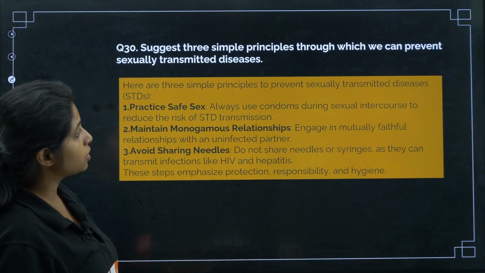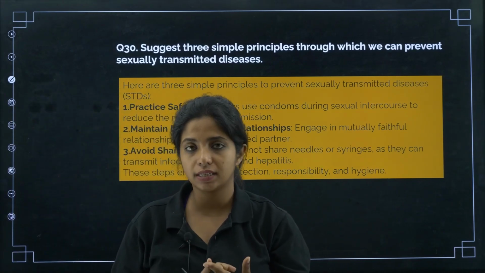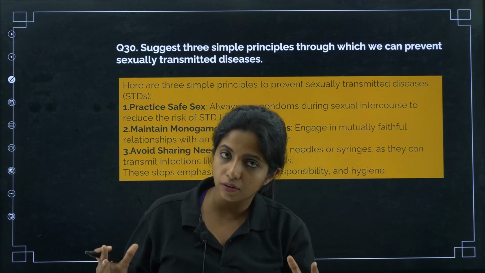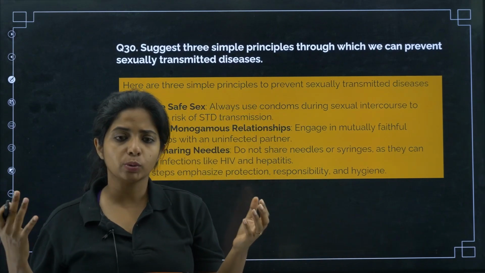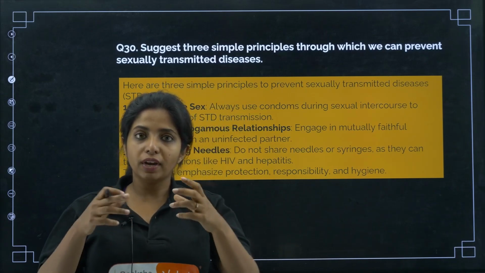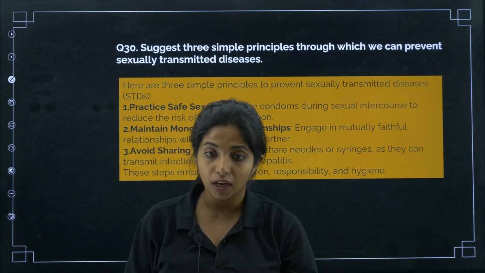Suggest three simple principles through which we can prevent sexually transmitted diseases. First thing, practice safe sex. That is, use a condom. Condom is the best thing because it acts as a physical barrier for all the sexually transmitted diseases. Sexually transmitted diseases are transmitted with the help of genital fluids, right? So when using a condom, there is no chance the genital fluids are mixed, and that's why you can prevent sexual diseases.